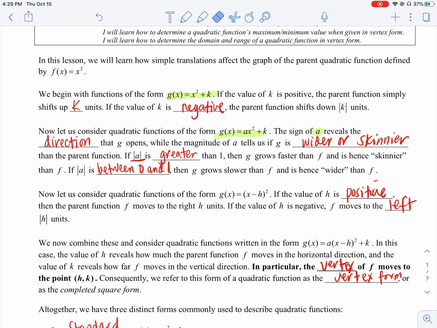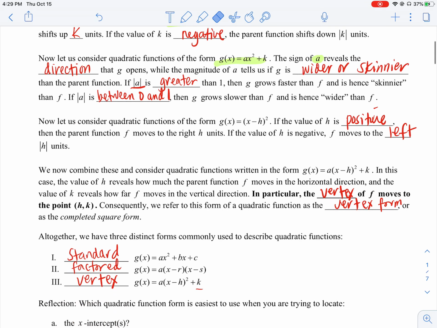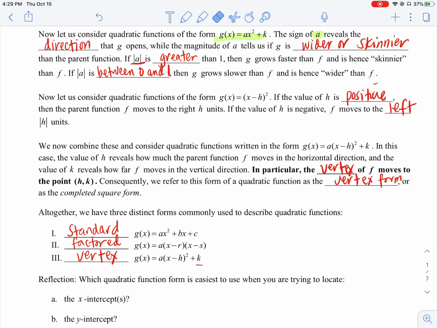All right, now let's consider the quadratic function in the form g of x equals x minus h squared. If the value of h is positive, then the parent function f moves to the right h units. So if my h is a positive 4, my function moves to the right 4 units. If my h is a negative 4, my function moves to the left by 4 units.